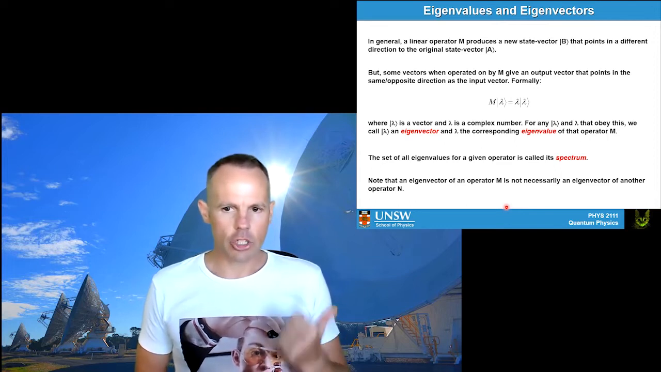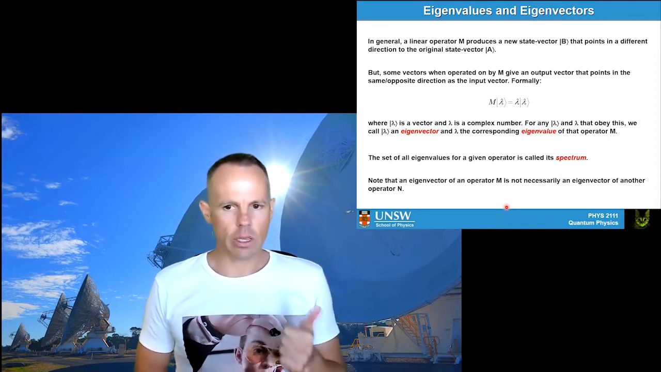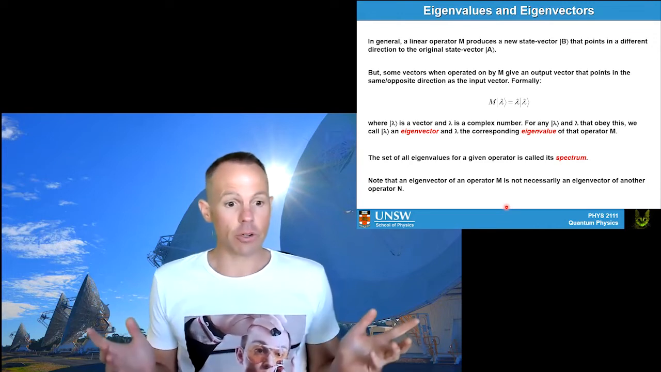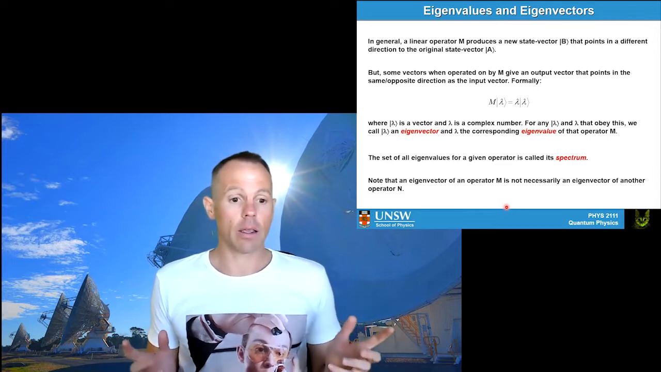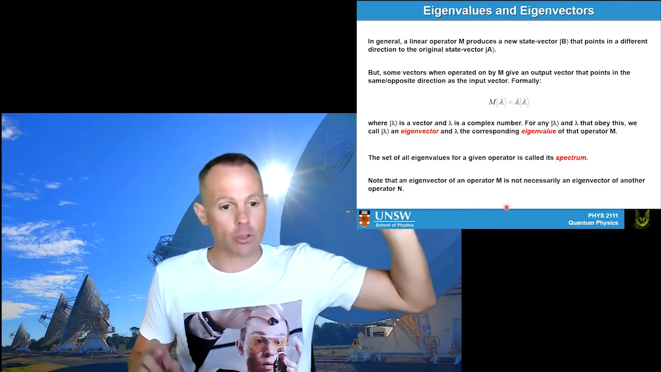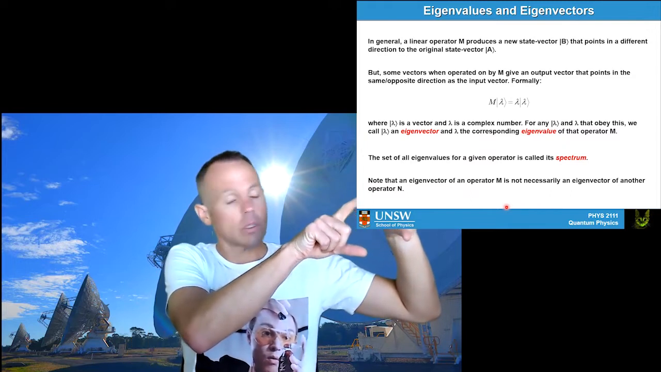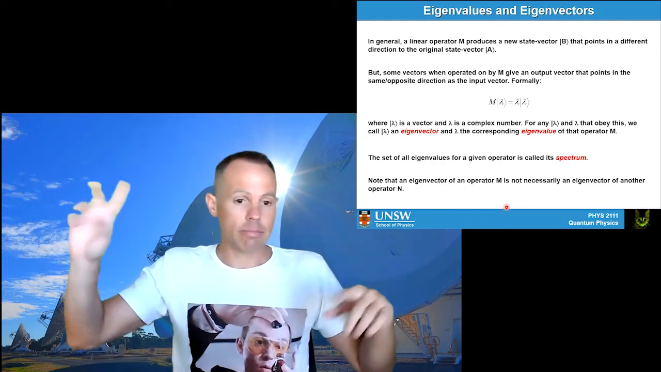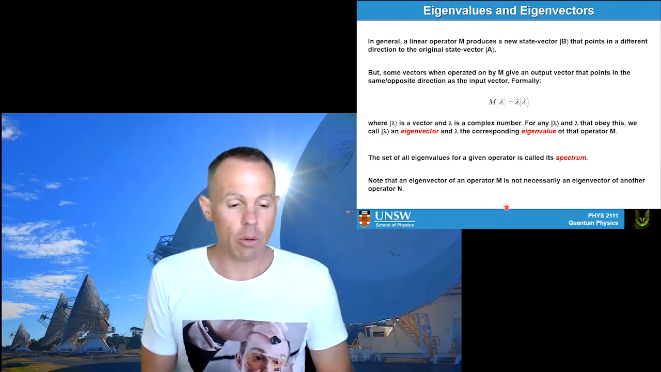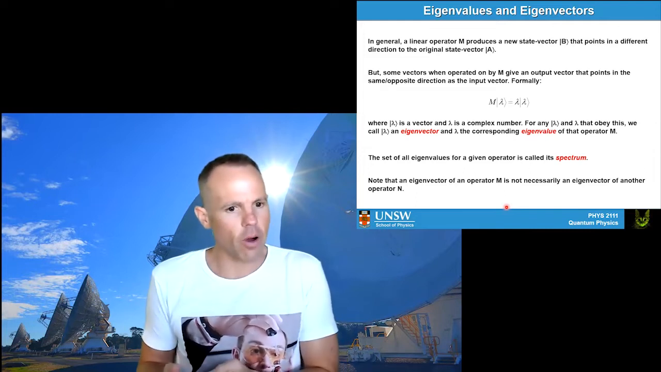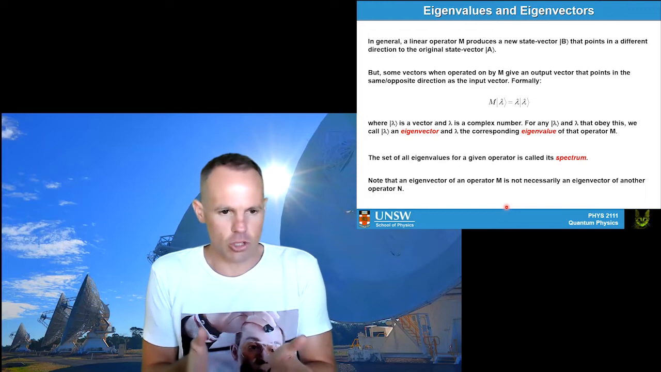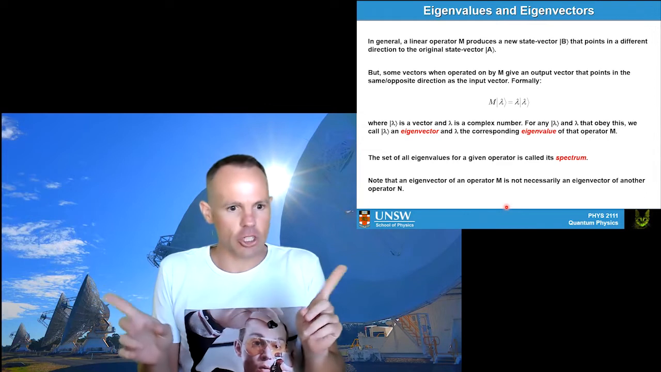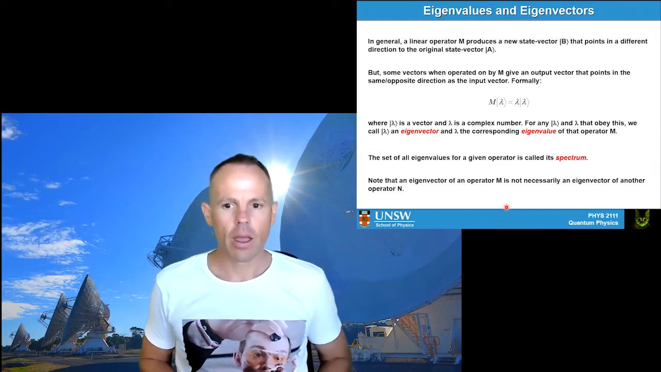Now, in general, an operator M will give you a new state vector that points in a different direction to the original state vector A. So if I take some random matrix acting on some vector A, I'll get some vector B, completely arbitrary, and it will point in whatever direction it points in once I've done that multiplication. You can sit down and find examples for yourself. They're pretty easy to write because if you just chuck random numbers in, you should get this behavior. You should be able to show that A and B generally don't point along the same direction.